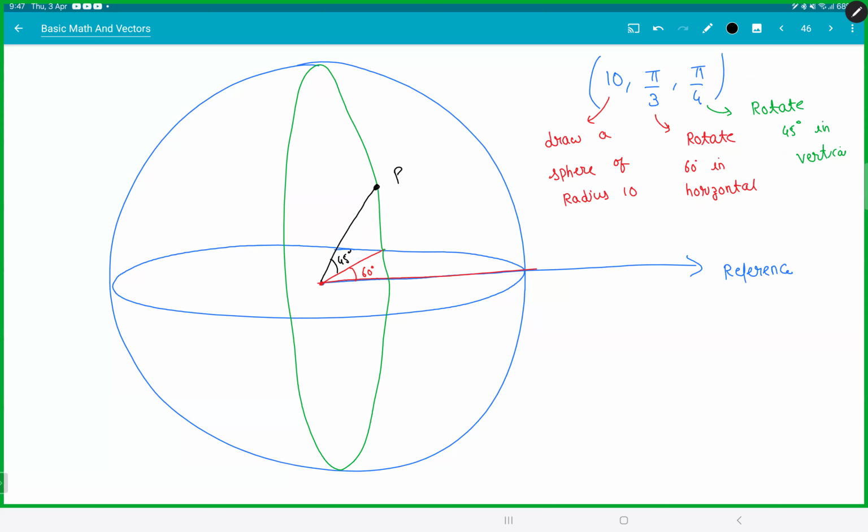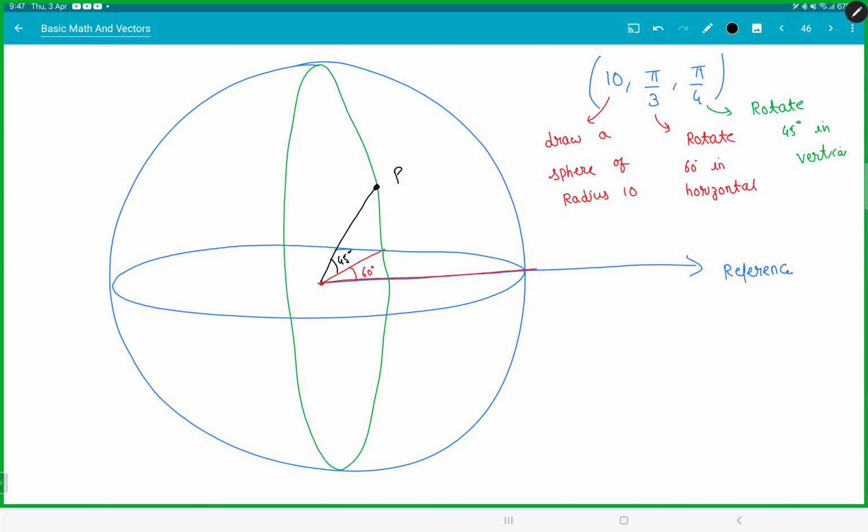Is the diagram making sense, everyone? So first you sweep, if you're looking at the screen, 60 degrees, then you go up. So there are two circles you're talking about. One horizontal circle, going left and right. One going up and down. So you rotate 60, then you rotate 45 up. Are you able to visualize?